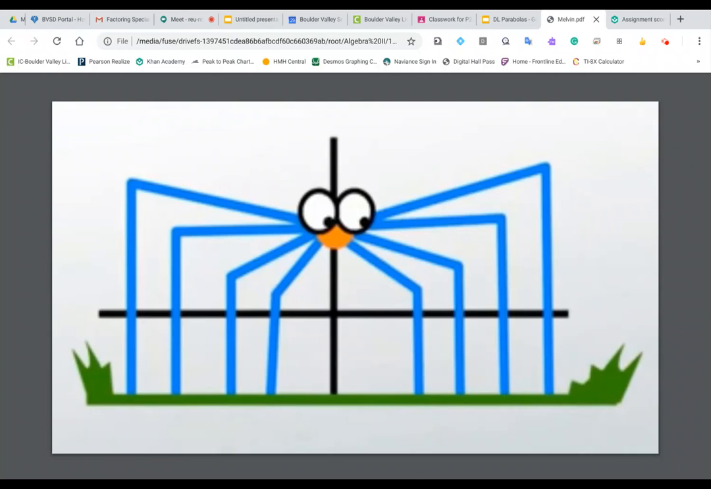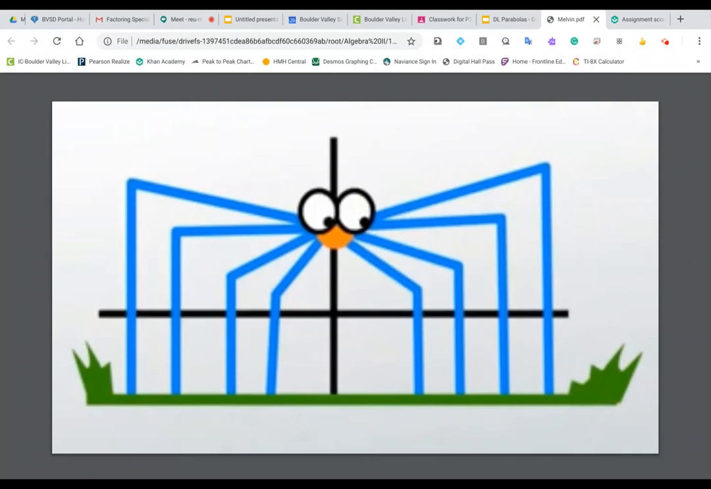Hi friends, I wanted to explain the focus and directrix of a parabola using my friend here, Melvin the spider. One of the interesting things about Melvin is that he has his 8 legs, and each of his legs have the same length from his head to his knee and from his knee to the ground. So each of these parts of his leg are the same length.